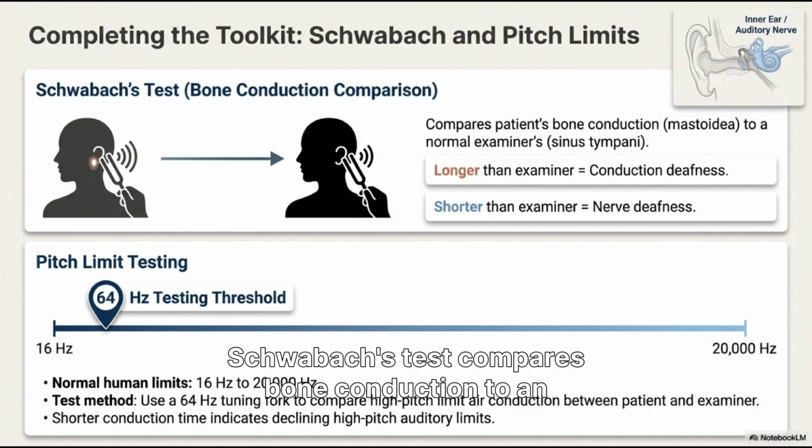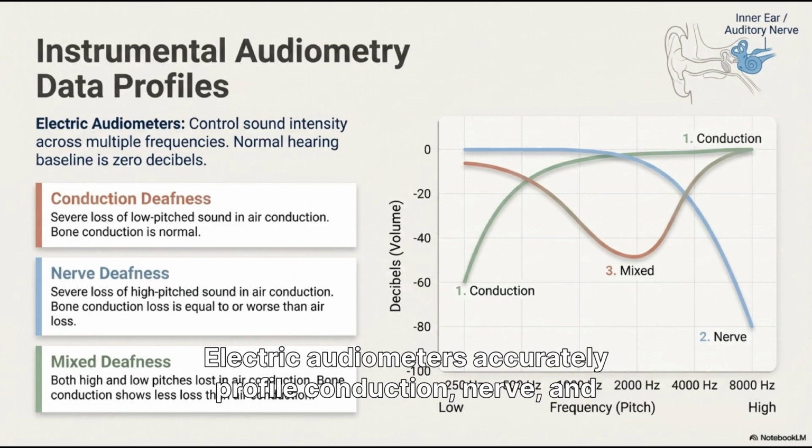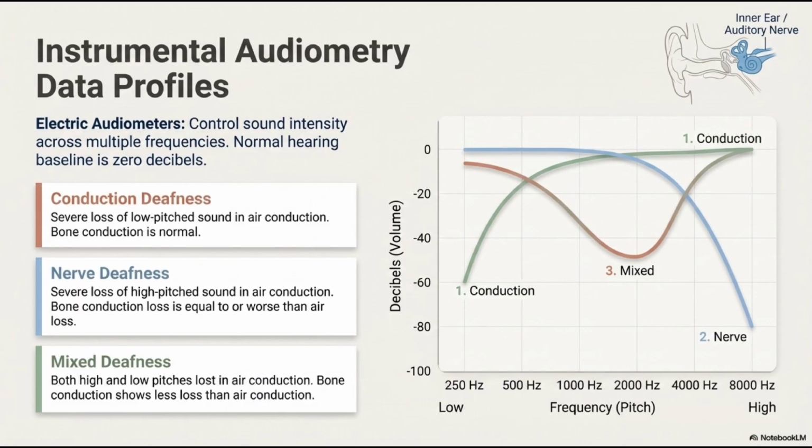Schwabach's test compares bone conduction to an examiner, while pitch tests determine low and high limits. Electric audiometers accurately profile conduction, nerve, and mixed deafness across various frequencies.